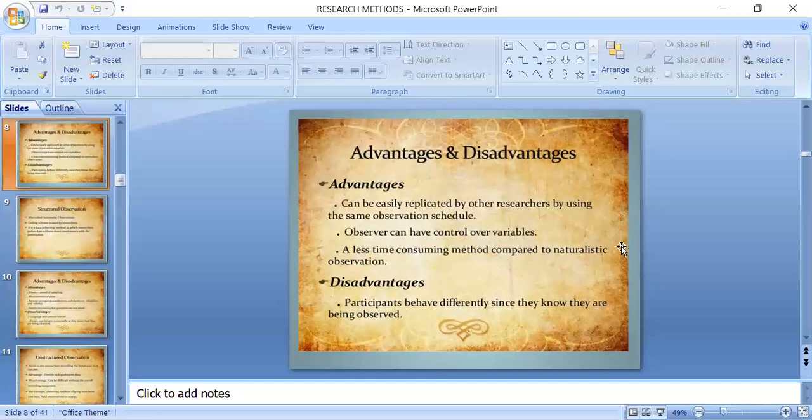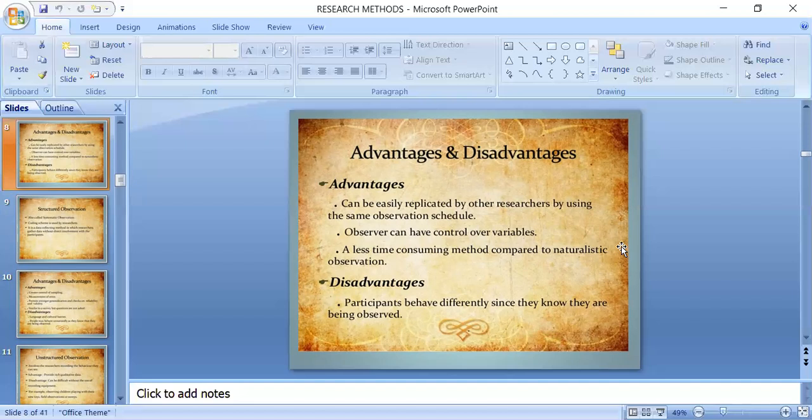Advantages of this. Advantage number one, it can be easily replicated by other researchers by using the same observation schedule. The observer can have control over variables. There are two types of variables: dependent and independent variables, cause and effect variables. It is a less time-consuming method compared to naturalistic observation. In naturalistic observation, we are studying the overall environment, the ups and downs, the background, each and everything. But in a laboratory setting, we are observing only specific phenomena.